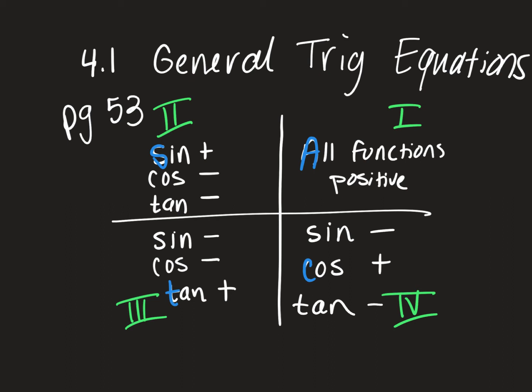For whatever reason, they give you kind of a helpful hint. So they say all students take calculus. That tells you which one's positive. ASTC. All students take calculus. ASTC. So that tells you which ones are positive. It goes in order of quadrants. Okay?